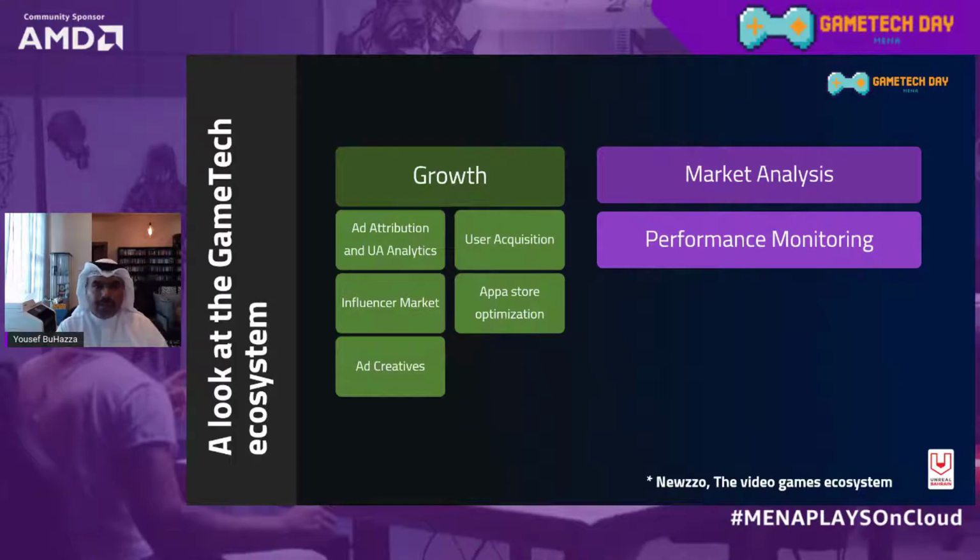Growth is also another type of aspect that you need to look into. You've got ad attribution and user acquisition analytics that are actually provided with certain tools, user acquisition tools, influencer marketing that helps a lot with growth of your tools, App Store optimization, and ad creators. App Store optimization, such as the App Store and the Google Store, can help your products be discovered better through optimization. And market analysis is more about analyzing your market and understanding where you're moving forward.